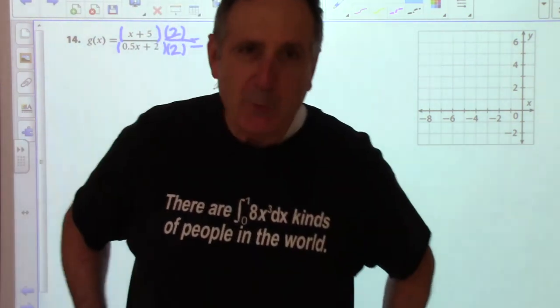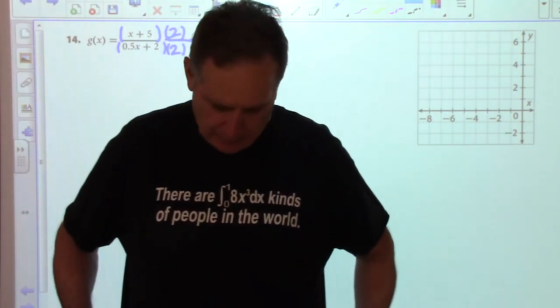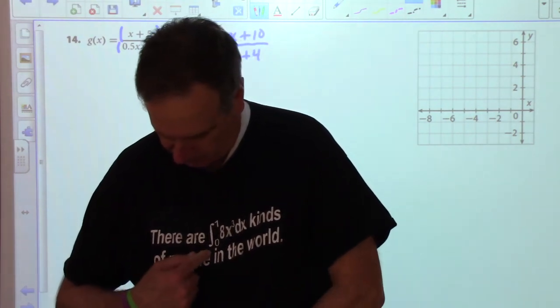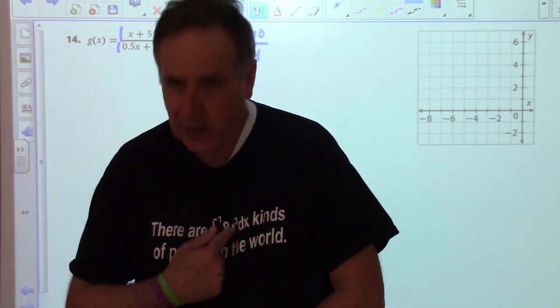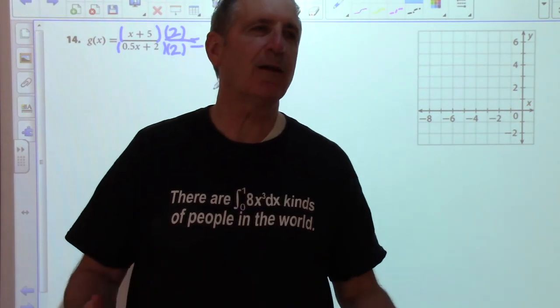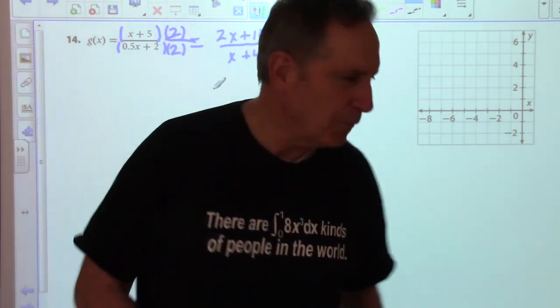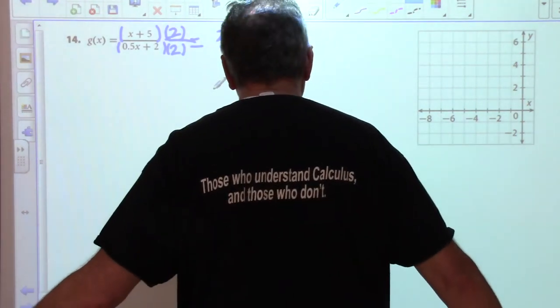But anyway, Ben was noticing the shirt today. It says the integral from 0 to 1 of 8x cubed dx. There are two kinds of people in the world, those who understand calculus and those who don't.